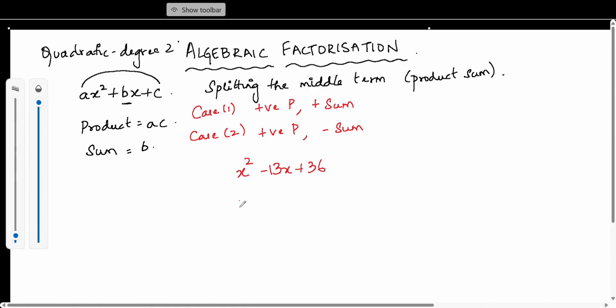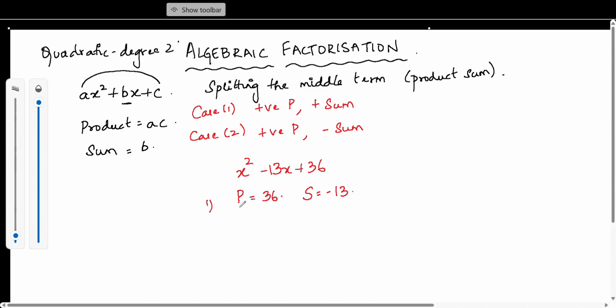So now let us see an example. X squared minus 13x plus 36. First step, identify the product. Plus 36, sum minus 13. Here the job is fairly simple. Since the product is positive, it means the involved integers both must be negative. Only a negative and a negative will give positive.